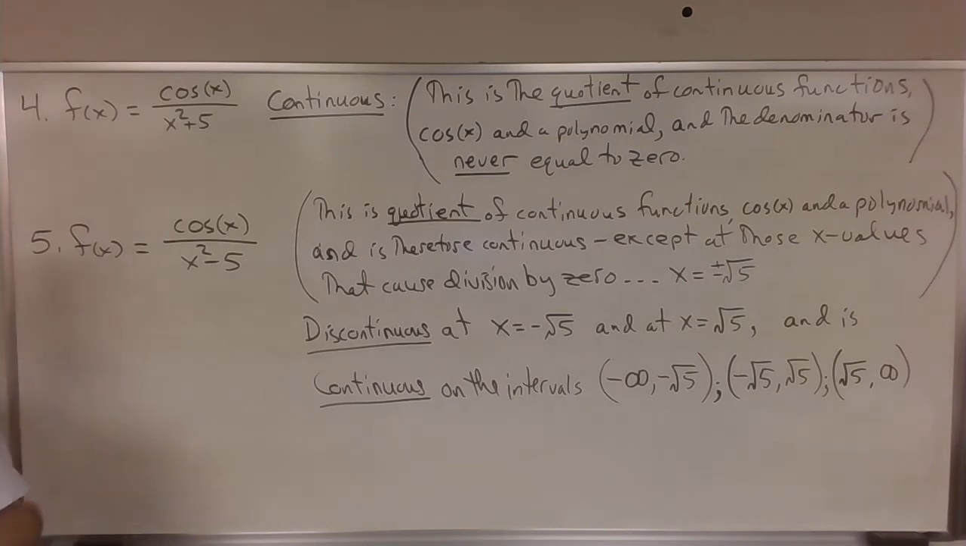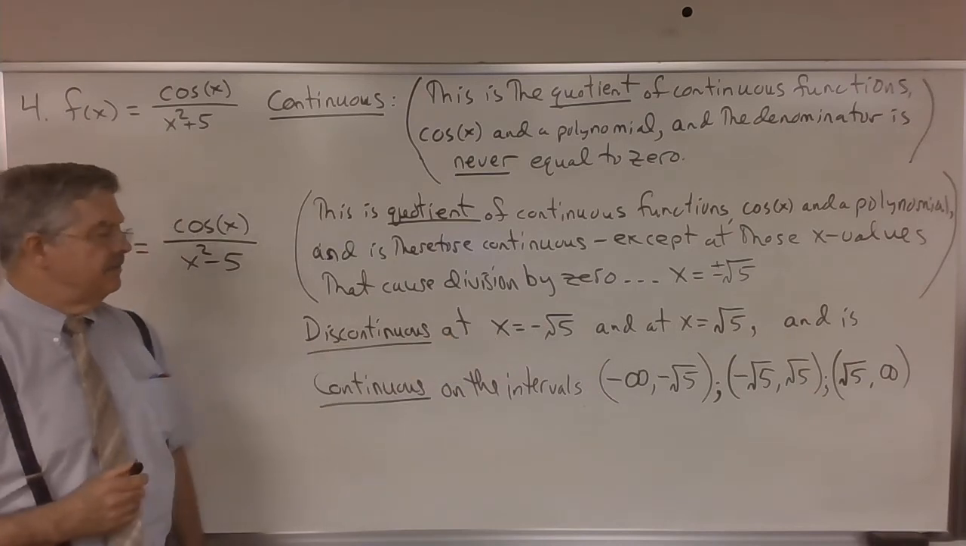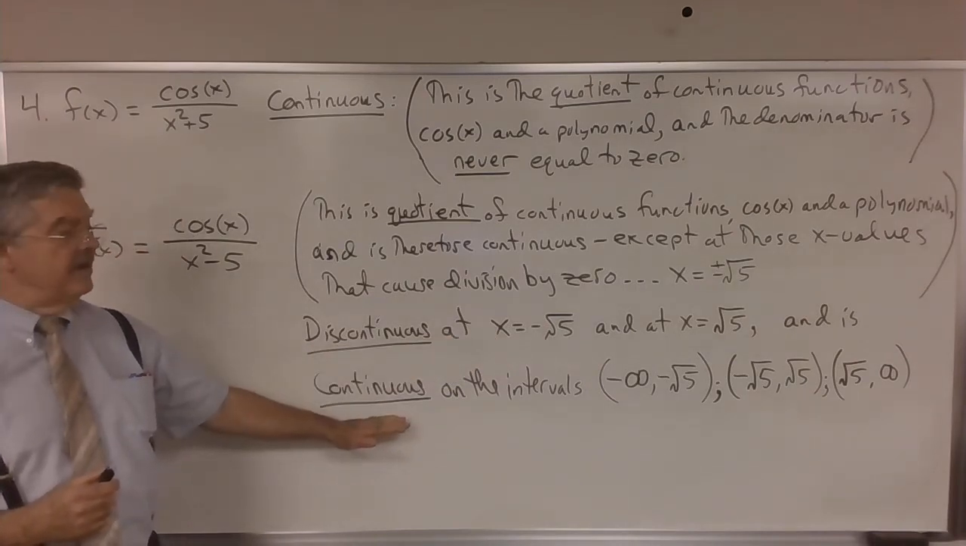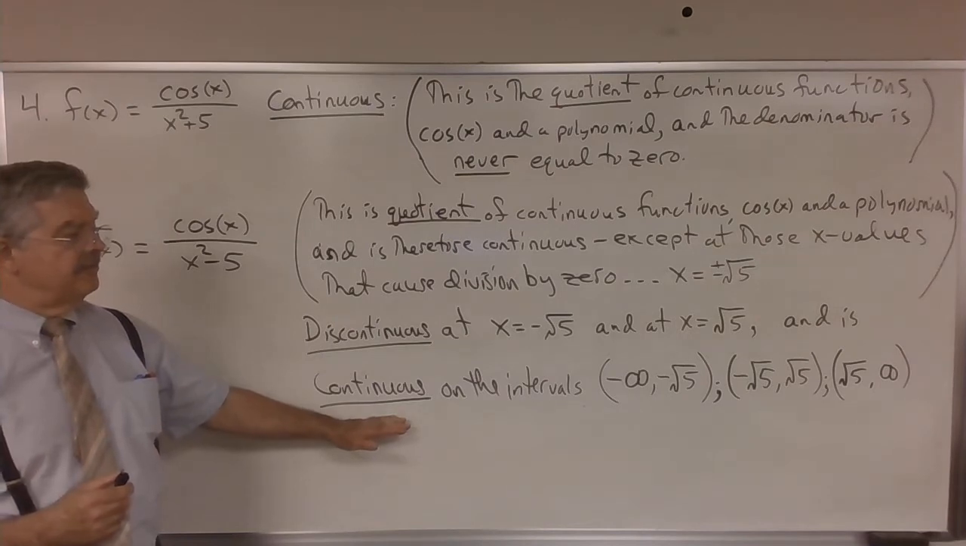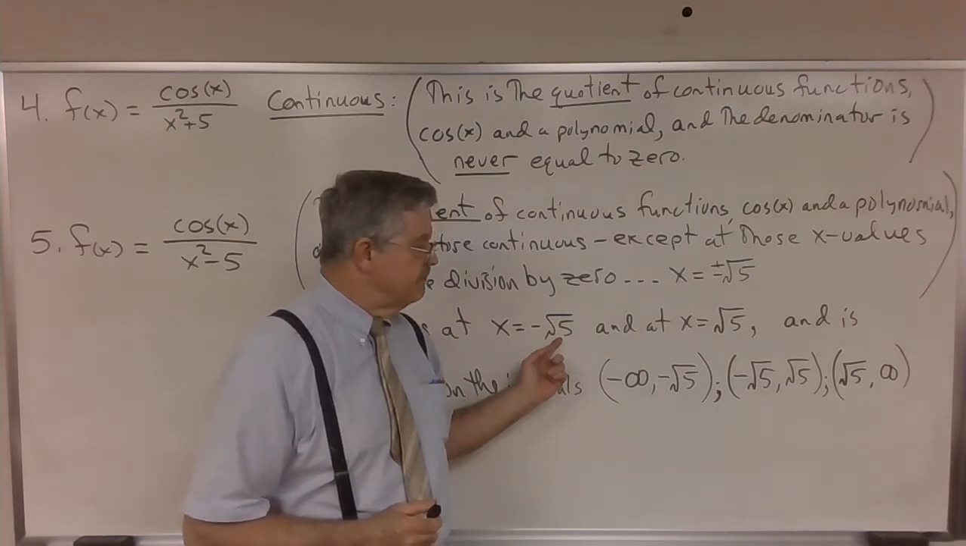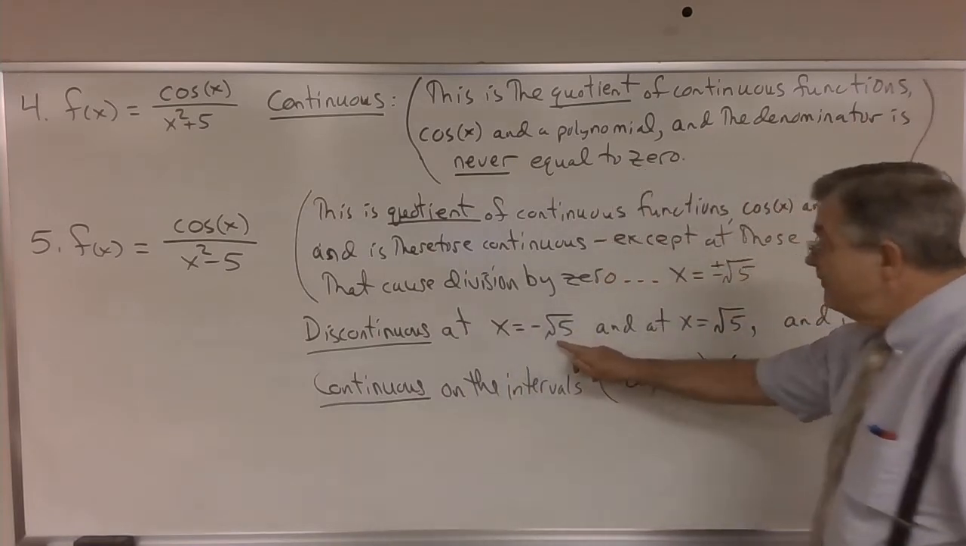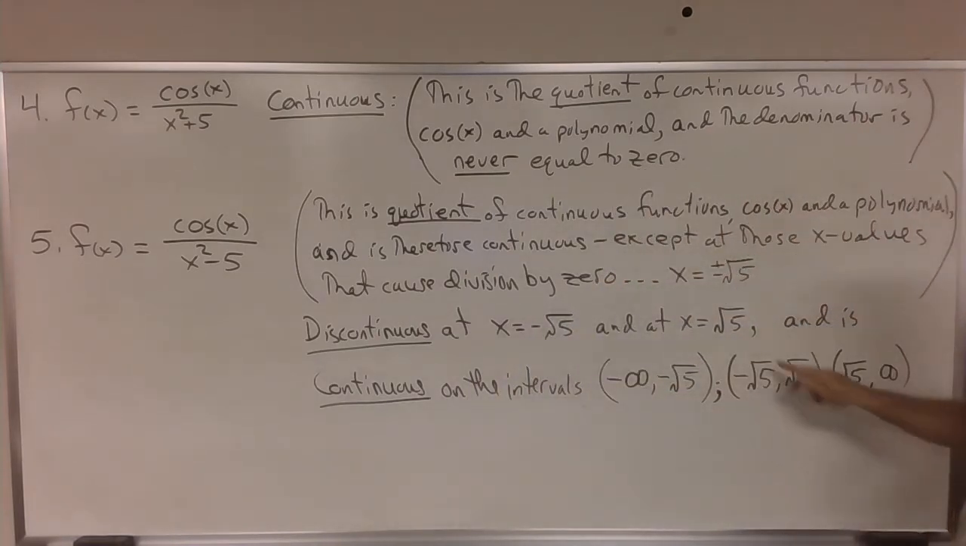Is it continuous or discontinuous? Well, it's discontinuous at these two x values, but it's continuous everywhere else. It's continuous from negative infinity all the way up until we reach this point. And it's not continuous at this point. But then after this point, it's continuous until we reach the next troublemaker. And it's not continuous at this point. But after we pass this point, it's continuous all the way to infinity.